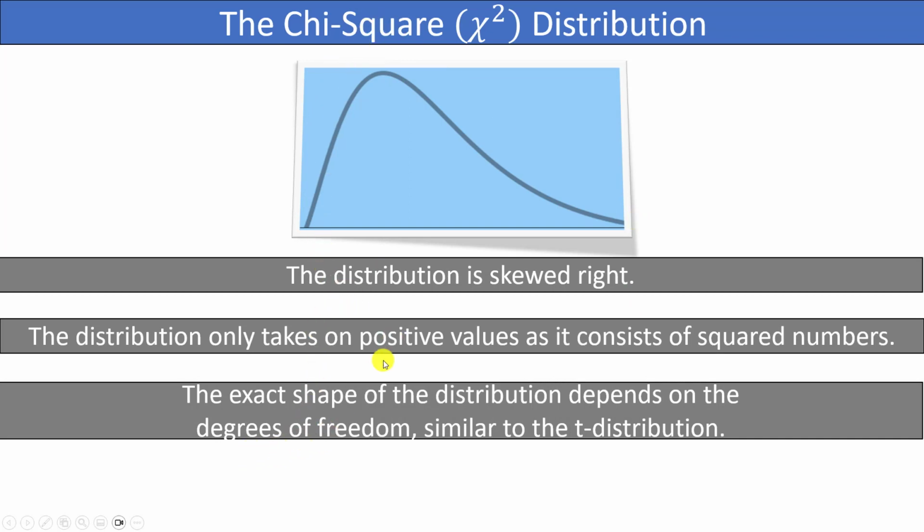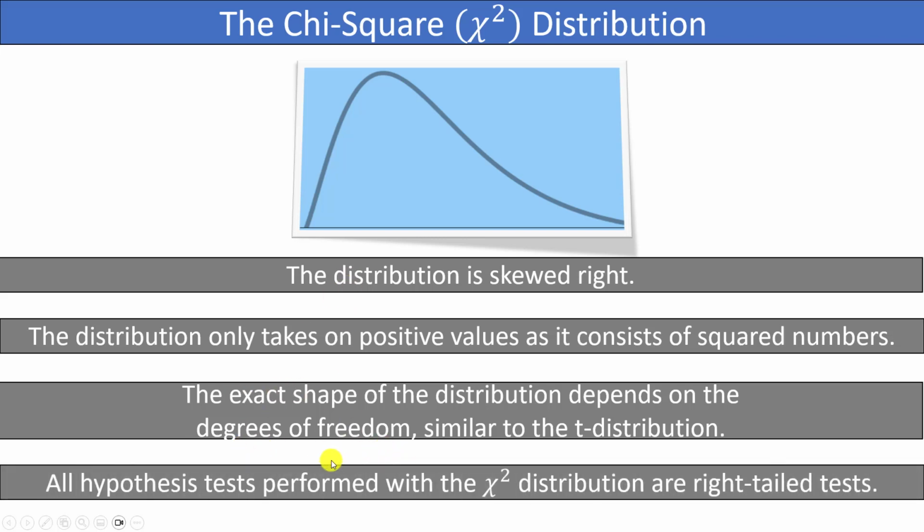Now, exactly what the shape of this distribution is changes based on something called the degrees of freedom, something we've talked about, and kind of a similar idea to the t distribution. Now, the way that the degrees of freedom are found is a little bit different than the t distribution, so we'll briefly talk about that later, but it turns out for the way that we're doing the test, we don't even really need to know the degrees of freedom.